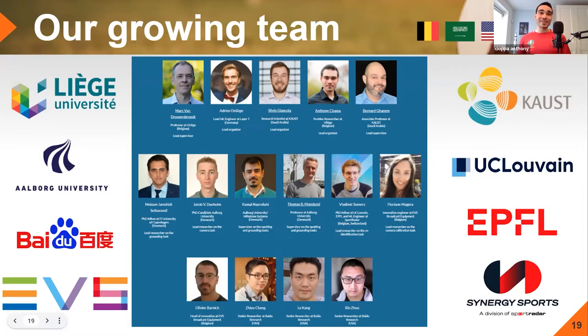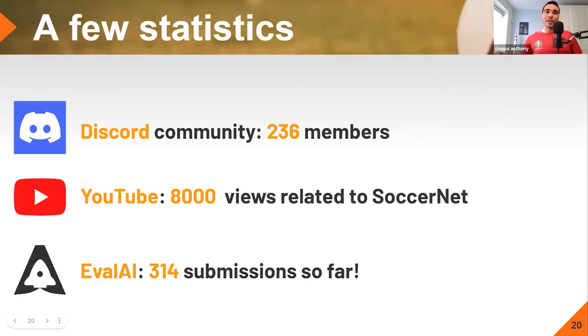As you can see, we are getting more and more international, with also companies that are trusting us right now, like EVS, Sport Radar, and Baidu Research. So let's take just a look at a few statistics now. On the community side, we doubled the number of people on our Discord server since last year. So thank you all for joining us. We are actually getting new people almost every day. This is great. We also have had more than 8,000 views on YouTube that are related to SoccerNet. And right now, 314 submissions so far on Eval AI.